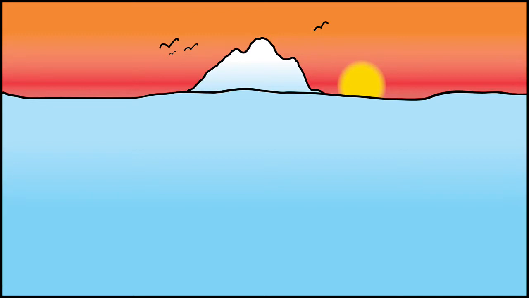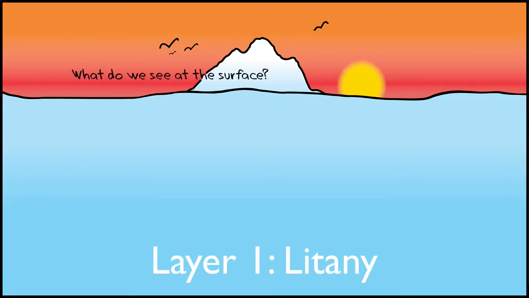I like to use an iceberg as a metaphor. CLA has 4 layers. The first layer is the litany layer. Using an iceberg as an example, the litany layer is the tip of the iceberg, or what we see at the surface. To relate this in day-to-day practical terms, this layer represents the general conversations we have in the hallways, around the lunchroom table, or at meetings.